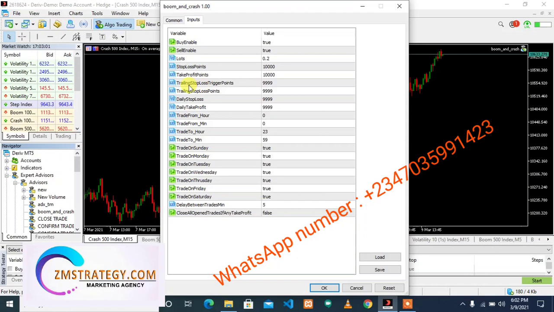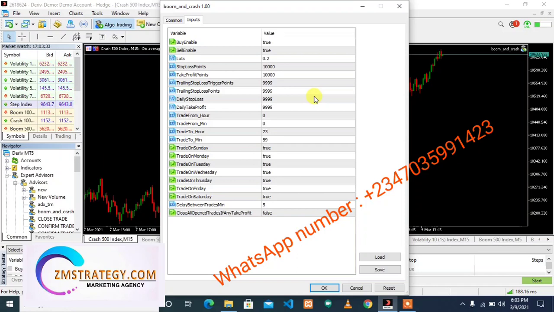We have what is called a trailing stop trigger point. We also have a trailing stop loss point. We also have daily stop loss. We also have daily take profit, and we also have delay trade, which is the delay between trades in minutes. We also have close on open trade if any profit is taken. So what I'm going to do right now is explain to you guys how these features work, and how you can make use of these features in order to be more in profit.